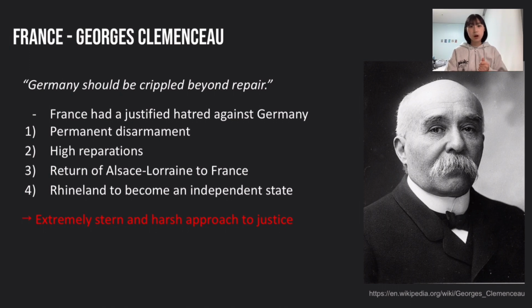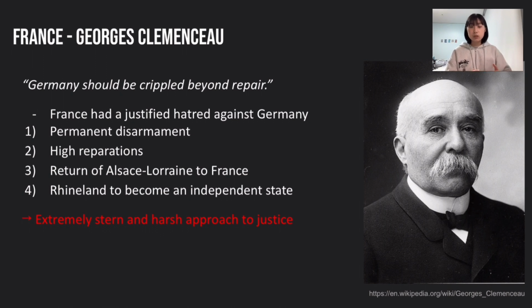Firstly, they would be able to secure their national security, because their frontier would be divided by an independent state if the Rhineland were to become an independent state, and also it would contribute to their ambitions of crippling Germany to the extent that they won't be able to recover again. So as you can already see from these demands, Clemenceau was very tough and uncompromising, and he held a belief in an extremely stern and harsh form of justice.